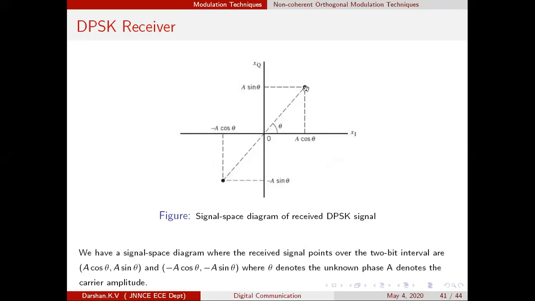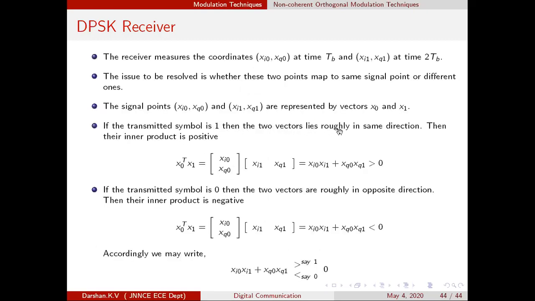So now I will receive a signal and just plot the point, then this is the vector. After the next interval, I will receive a signal. That signal may be in phase or it might be out of phase. If it is in phase, then that point will also lie here, and the vector will coincide with the previous vector. If the transmitted symbol is 1, then the two vectors roughly lie in the same direction. What are those vectors? Let them be represented by x0 and x1.